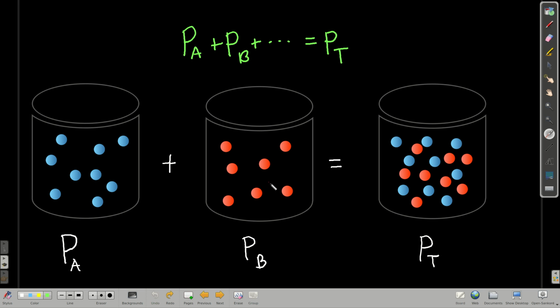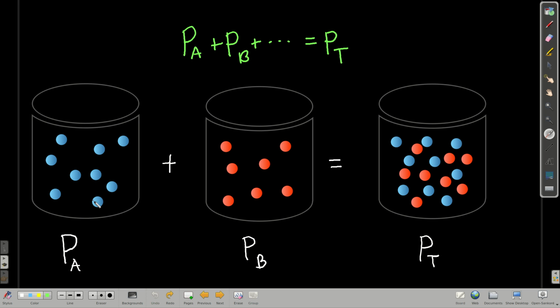What does that mean? Well, first of all, what does partial pressure mean? So if we had this container and it had two gases in it, the partial pressure of the blue gas would be the pressure that that gas would have in that same container at that same temperature if it were in there by itself, like this. The partial pressure of the red gas would be the same thing: the pressure that this red gas would exert in the same container at the same temperature if it were in there by itself.